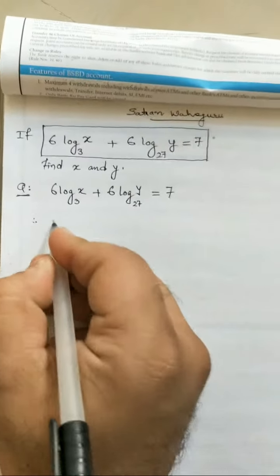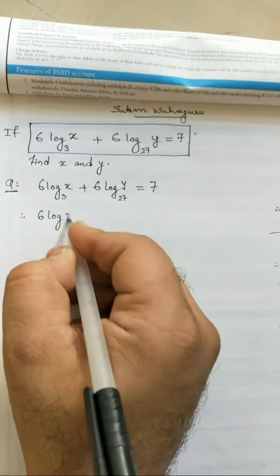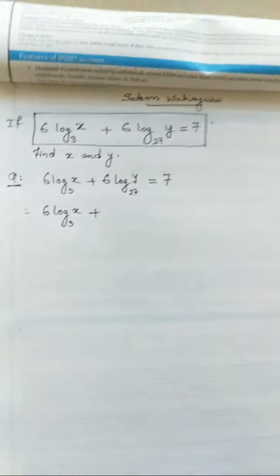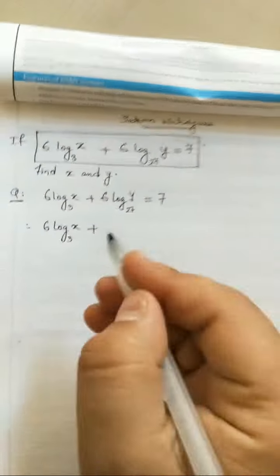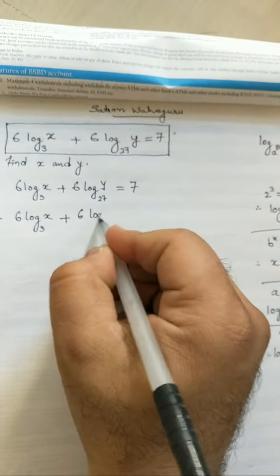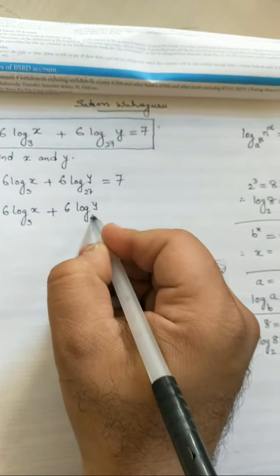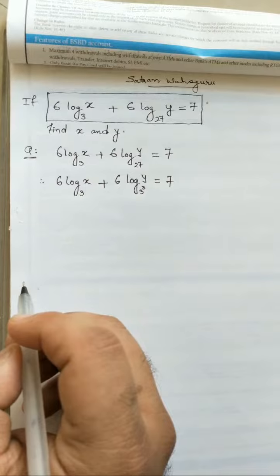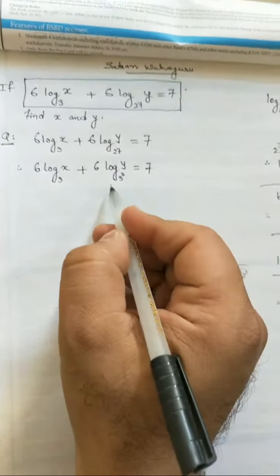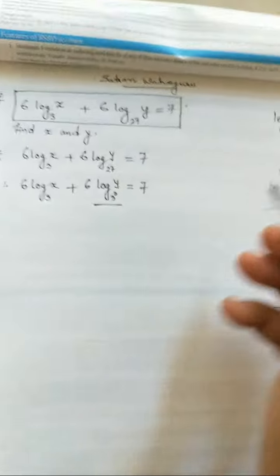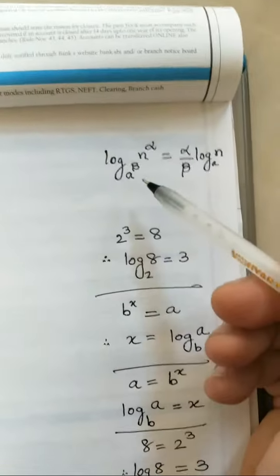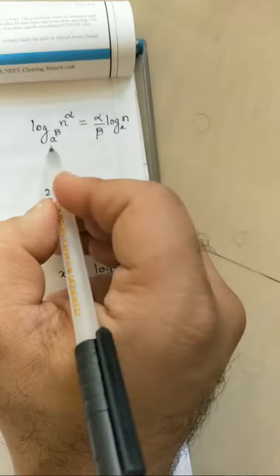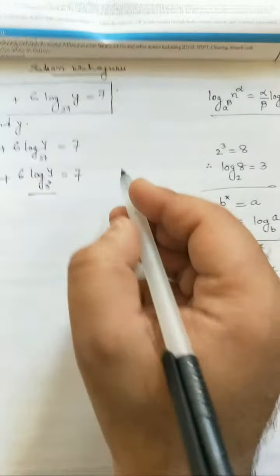We'll move further. 6 log x to the base 3 plus, now see this 27 we can write as 3 raised to 3. So 6 log y to the base 3 raised to 3 is equal to 7. Okay. Now you concentrate on this term only. This is a kind of thing like this: log a raised to beta n raised to alpha is equal to, this is the standard result. Now you compare this. What is the general rule?